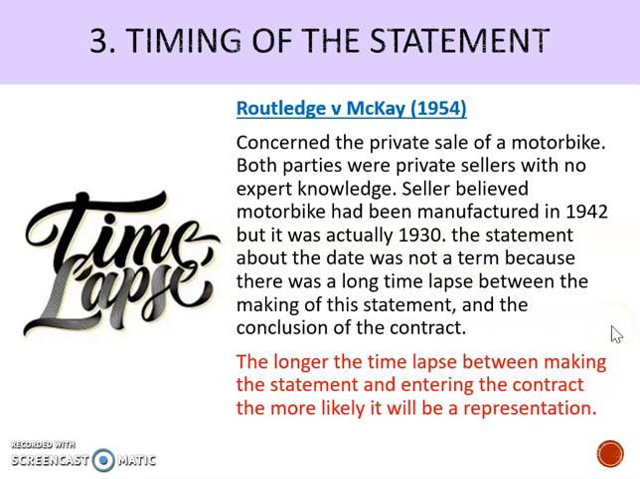And the court in this case decided that the statement about the date wasn't a term, it was just a representation, because there was a big time lapse between him mentioning the date of the bike and the sale. And again, I think this is pretty common sense. It seems fair enough. If the seller says it's this date and the buyer immediately goes, "Oh, brilliant, I'll buy it," then that indicates that that statement was very important, more likely a term. If, however, the seller says something and the buyer goes away and goes, "Oh, I'll think about it," and comes back a week later, then the likelihood is that statement wasn't that important and therefore is more likely to be a representation.